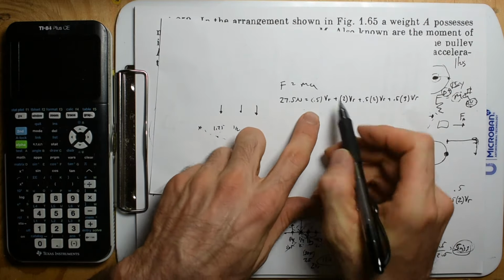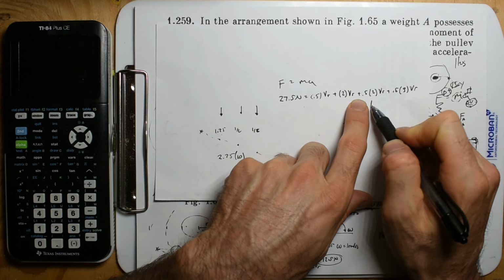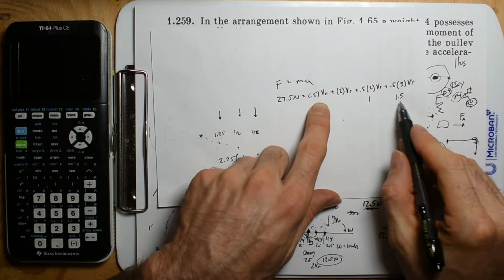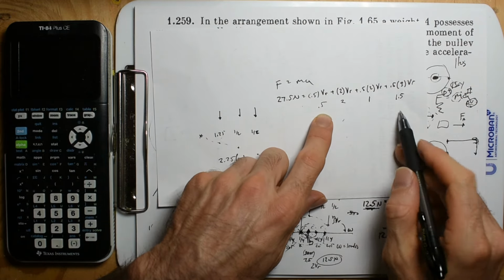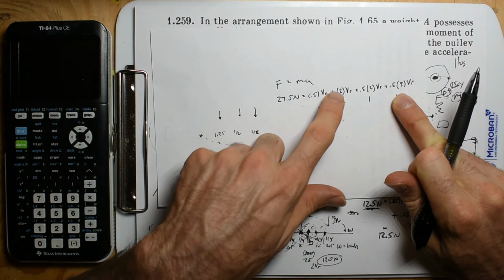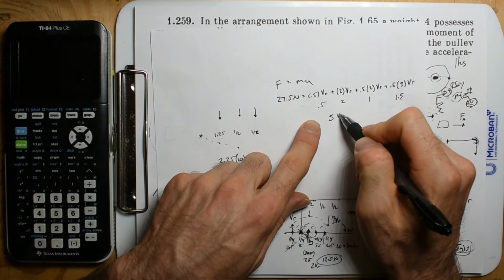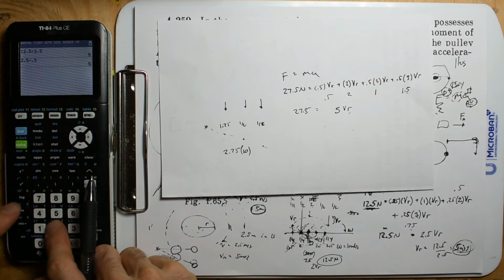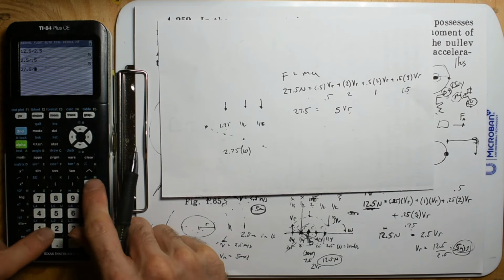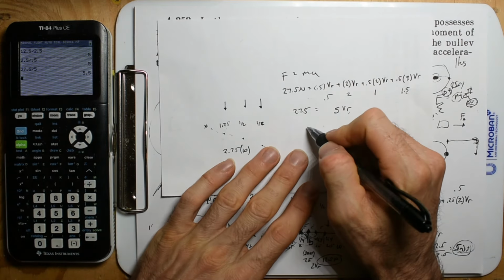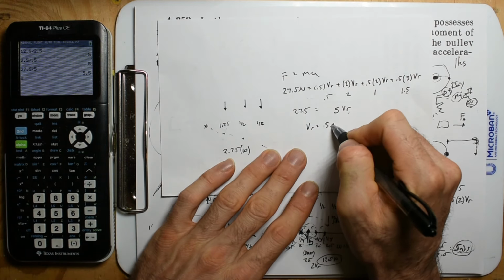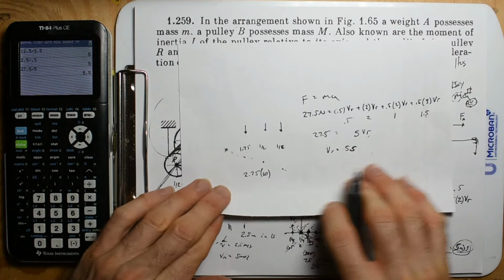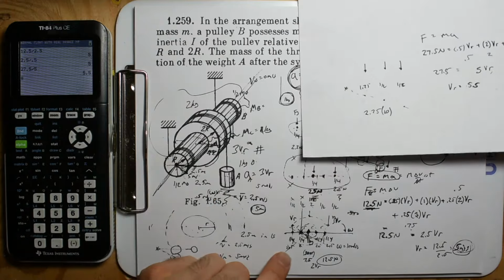So let's add these up. This will be 1, this will be 0.5 times 3, that's 1.5, and then this is 0.5, and this is 2. So we have 2, 3, 4, 5. So we're going to have 5 VR is equal to 27.5, and so 27.5 divided by 5, we get VR is equal to 5.5. So we do get something different. And that's interesting, and I don't think I messed it up.